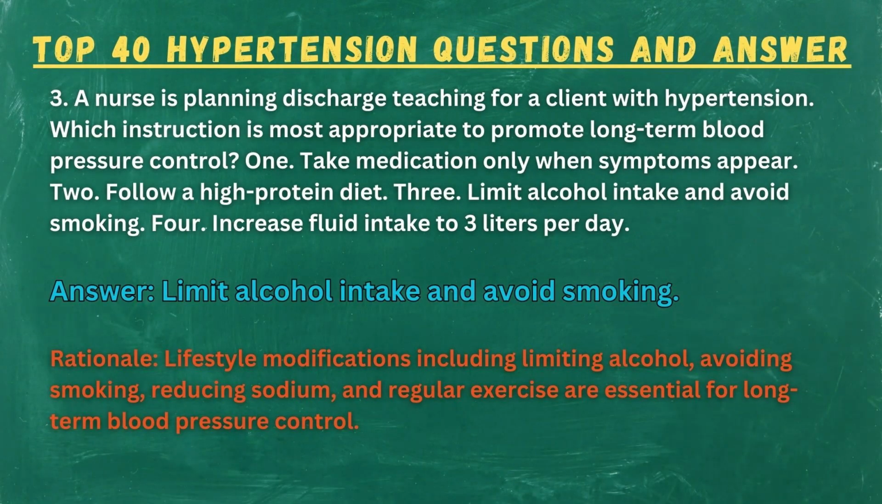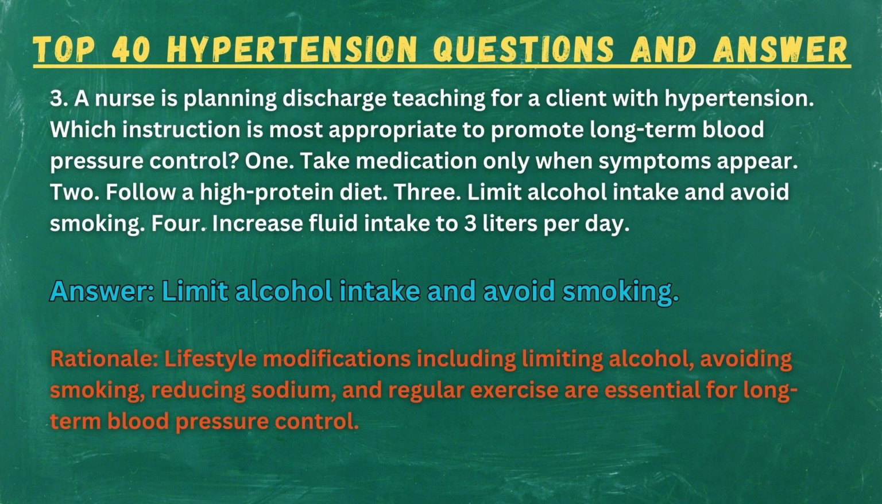nurses. 3. A nurse is planning discharge teaching for a client with hypertension. Which instruction is most appropriate to promote long-term blood pressure control? 1. Take medication only when symptoms appear. 2. Follow a high-protein diet. 3. Limit alcohol intake and avoid smoking. 4. Increase fluid intake to 3 liters per day.